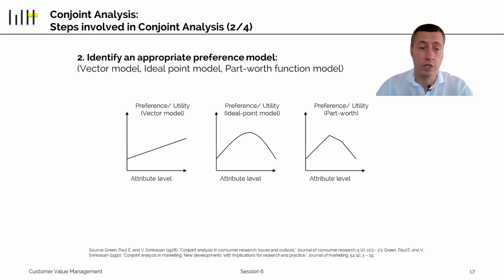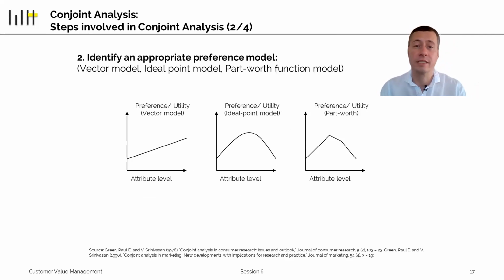Once you have selected the features, the next question is to identify how the features create value. Some features, for example, are linear. The larger the feature, the more value it creates. Look at space. A lot of leg space, if you sit in a plane, is always better than less leg space. Others may have an ideal point.